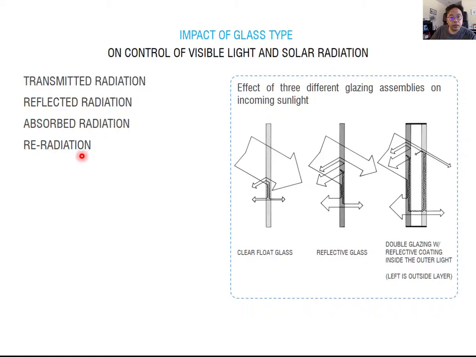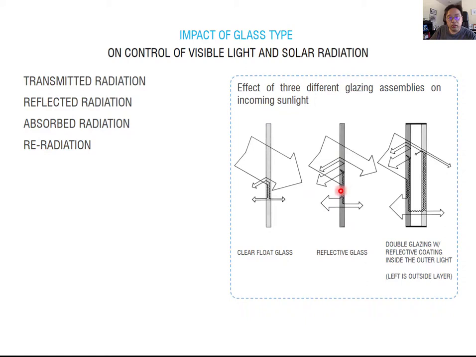With single float glass, you can see most heat energy is transferred through this glazing system. Only a small amount of the heat energy is refracted from the surface, and only a small amount of the sun energy is absorbed into the thickness. However, when you use refracted glass film over the exterior glazing surface, you can see much more of the light is refracted from the surface, and more heat energy is absorbed into the thickness.